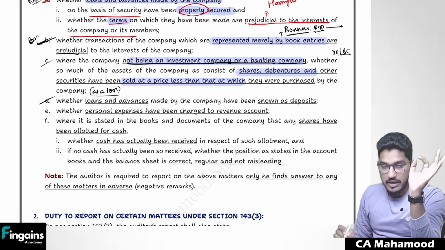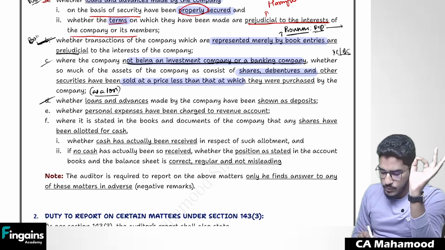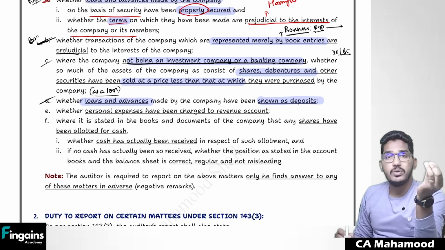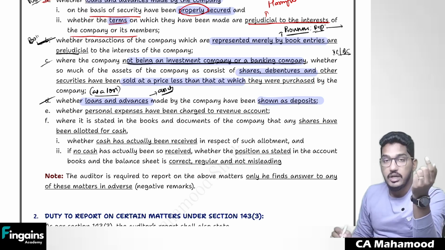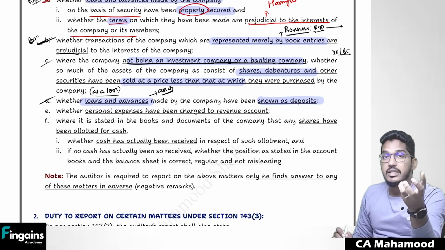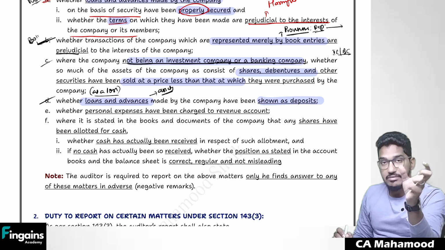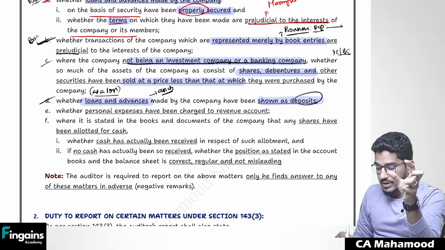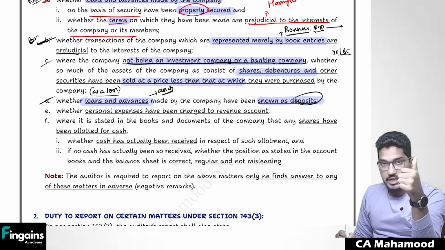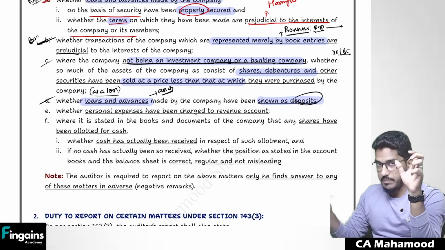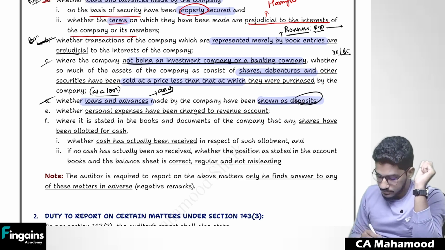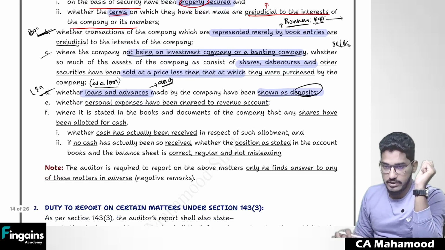Next, the fourth matter which is required to be reported: whether loans and advances made by the company are shown as deposits. Did your client company give loans and advances? Here also they are talking about assets only. Has your client company given any loans and advances? If yes, have they really shown it as loans and advances or are they showing it as deposits? In case I come to know my client has given a loan to others, but instead of showing it as a loan, they have shown it as a deposit, I need to report it here. So the fourth point is also regarding loans and advances.